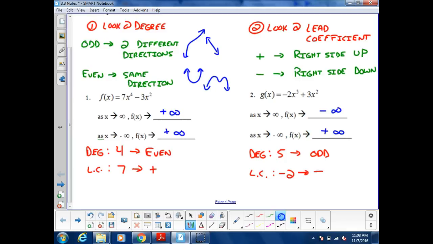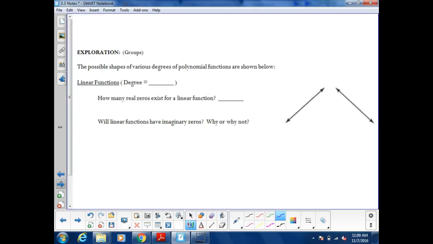Okay? Now, today what we're going to be doing is we are going to be investigating linear functions, quadratic functions, cubic functions, quartic functions, quintic functions, whatever you want to call a function to the 6th power, etc. All right? And so it's going to be a lot of group work today, okay? And then I'm going to stop you along the way, and then we're going to make sure that we're all on the same page. With me? Okay? So we're going to go through the first one together.